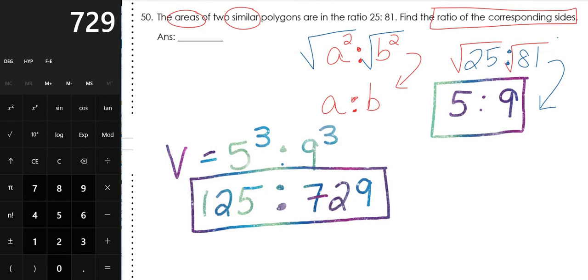But our final answer for the regular side ratio is 5 to 9. I had to undo the fact that the ratio 25 to 81 was already squared because it was the ratio of the areas. So final answer, 5 to 9. And we are done with page 10.